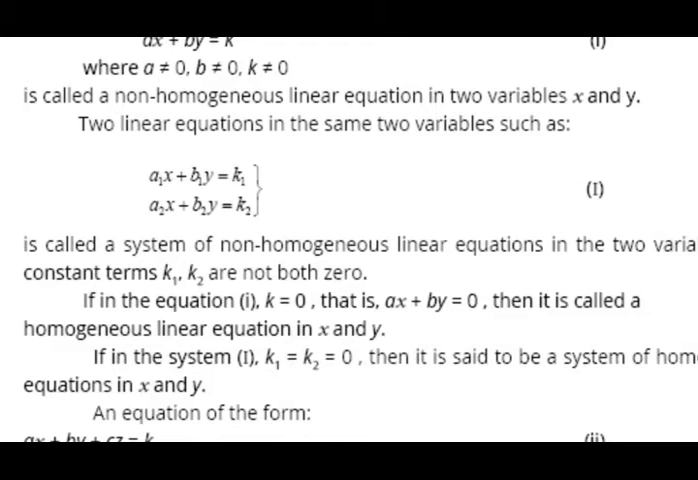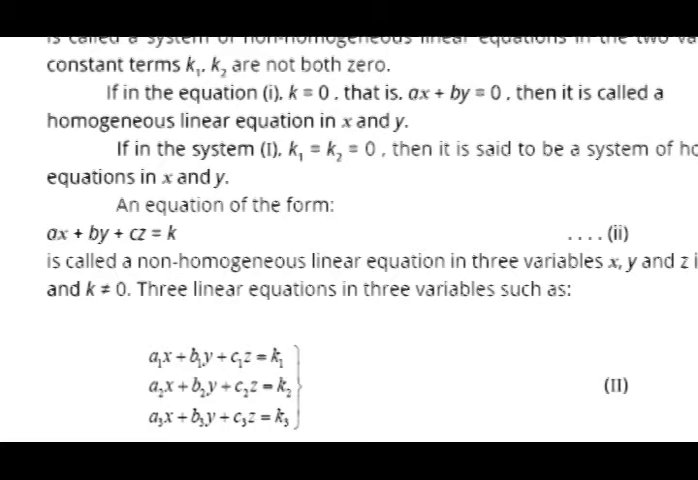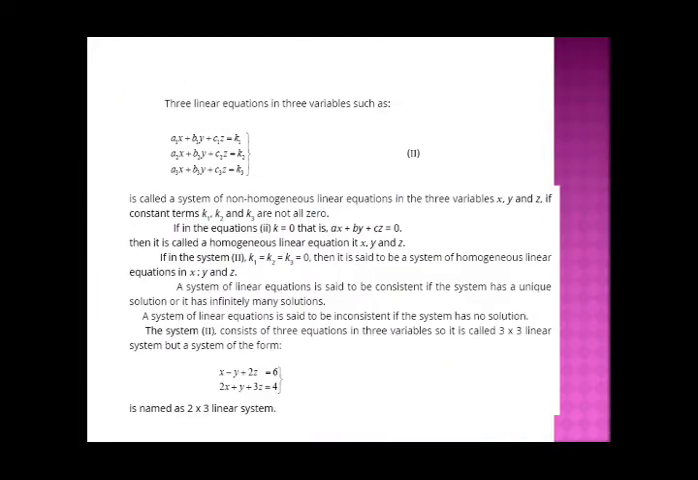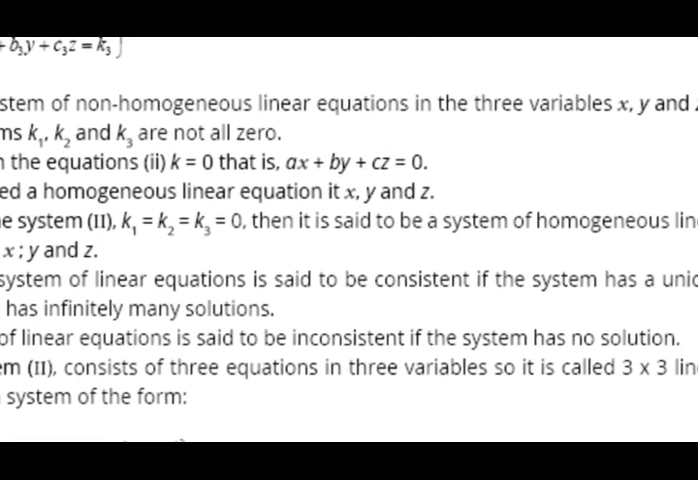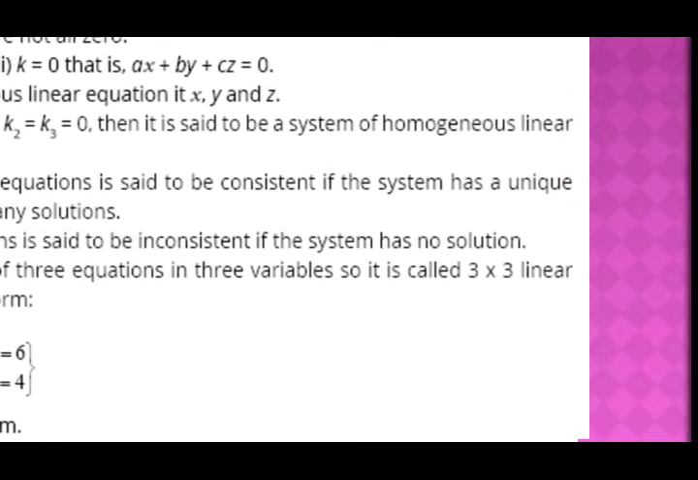If both are 0, then this is homogeneous, and if k1 and k2 are not 0, then this is called a non-homogeneous equation. Same for 3 equations: if k1, k2 and k3 are 0, this is called homogeneous, and if these values are not equal to 0, then it is called a non-homogeneous equation. Same definition is there.